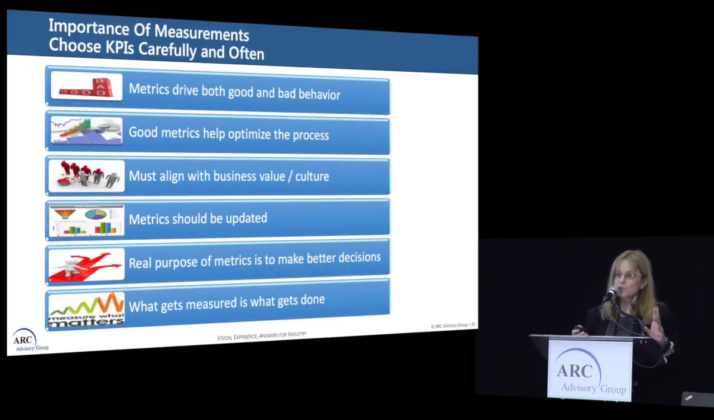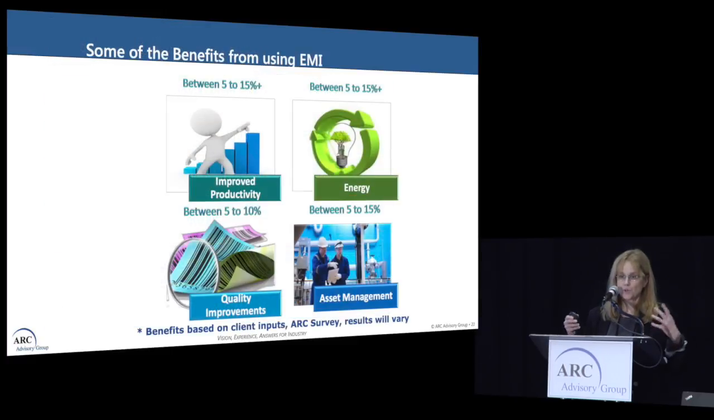It is also very important, and actually key, to look at your KPIs, because people are driven by their metrics. Metrics drive both good and bad behavior. Good metrics can help you optimize the process, and they must align with the business value. The culture is so important, because if you don't have a culture and an environment that aligns with the metrics, it's not going to work. So just remember that those are really important, and you should readjust them periodically. The dashboard should reflect the metrics.